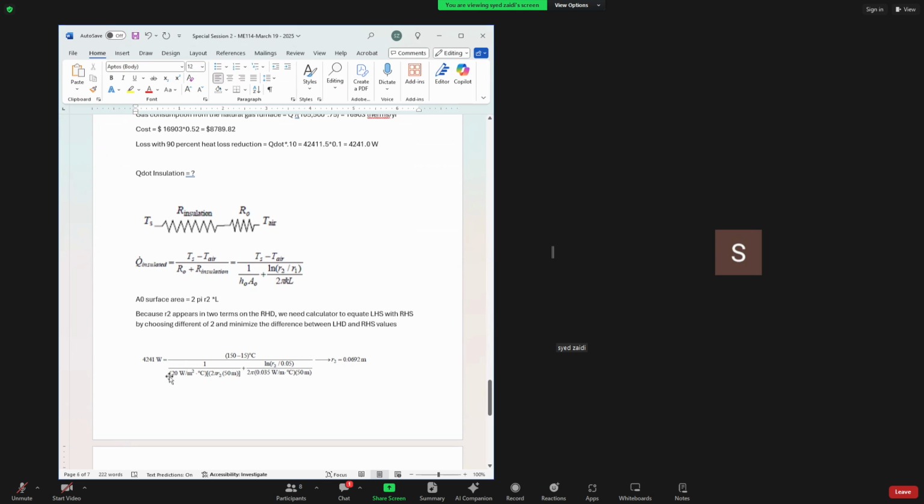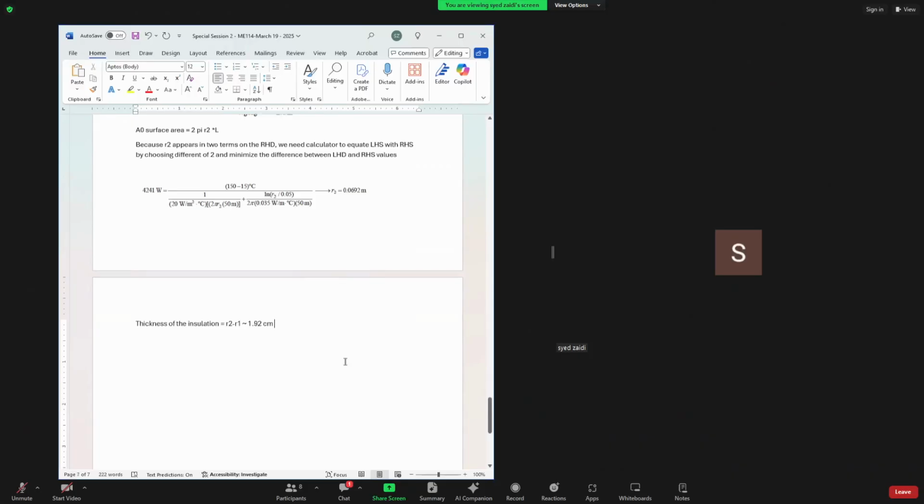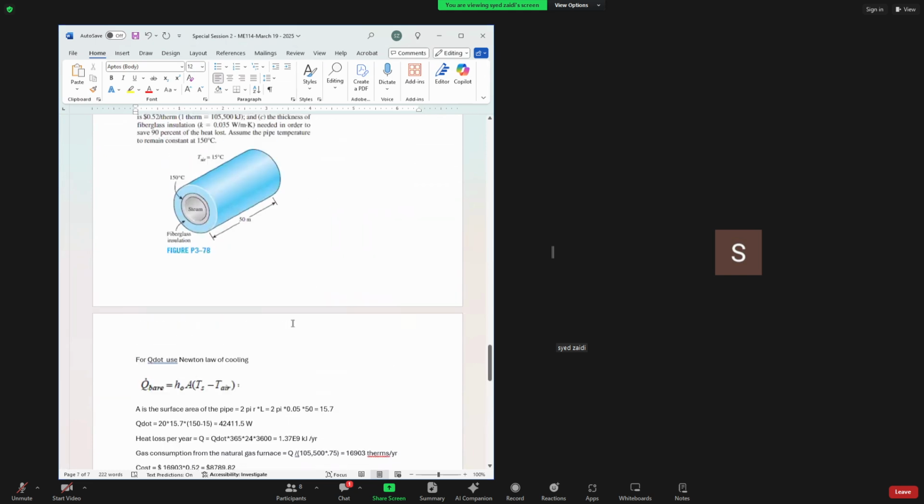Now you use your calculator to put in different values of R2 and see when the left hand side becomes the right hand side. That particular value of R2 is 0.0692. You may be close, you may say 0.07, or you can get the nearest value, and then you can subtract to get the insulation thickness. Is this question clear?